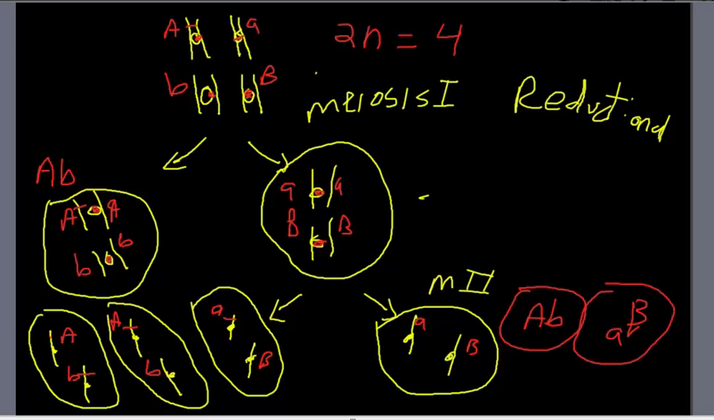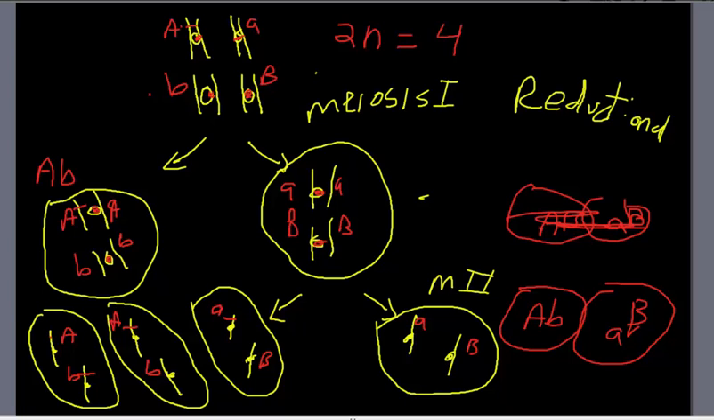But if these chromosomes had lined up the other way, so that big A lined up with big B, then the gametes would be big A, big B, little a, little b. So that's how you get the other gametes, if these had lined up the other way, which they do half the time. But in this particular meiosis, we get these kinds of things.